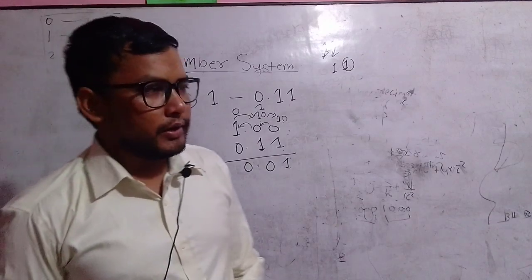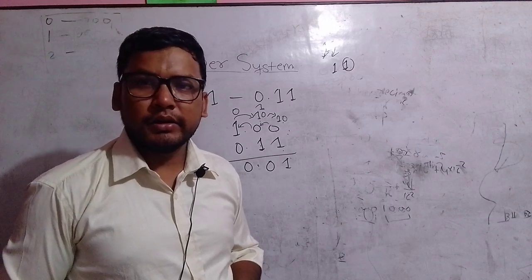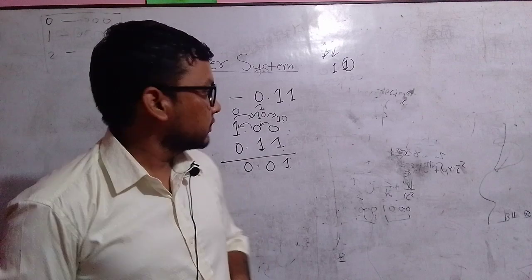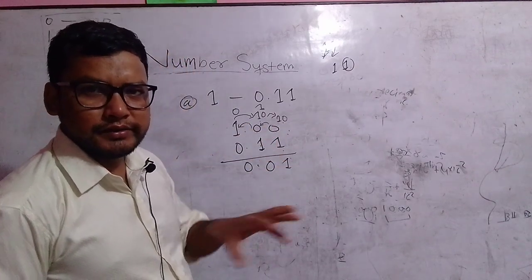In this way we can perform binary subtraction for any binary numbers. This is quite similar to decimal subtraction, but the numbers used here are combinations of 0 and 1.